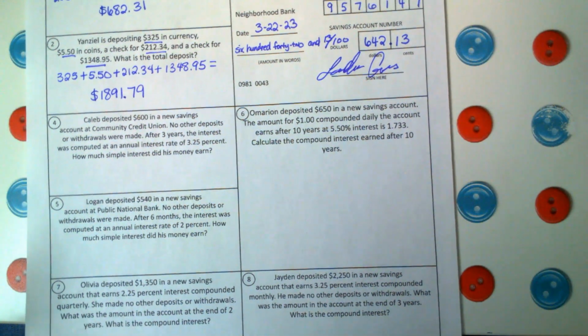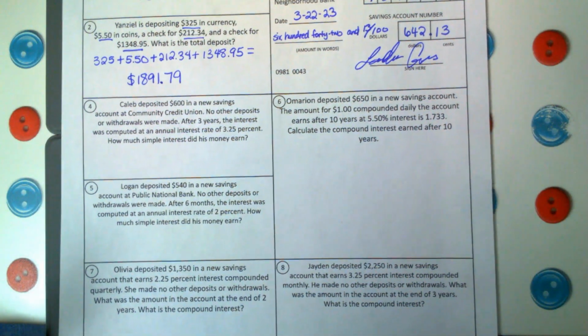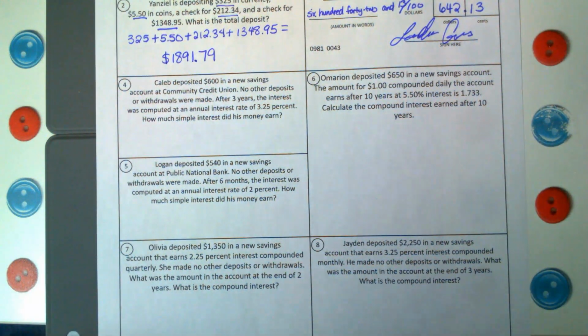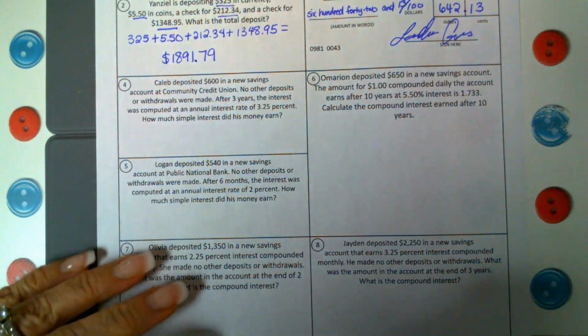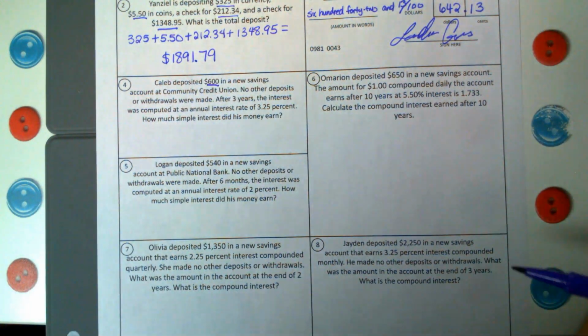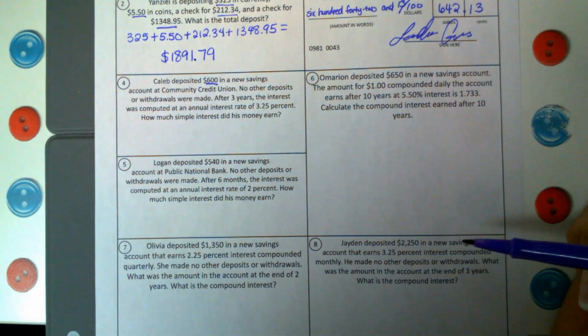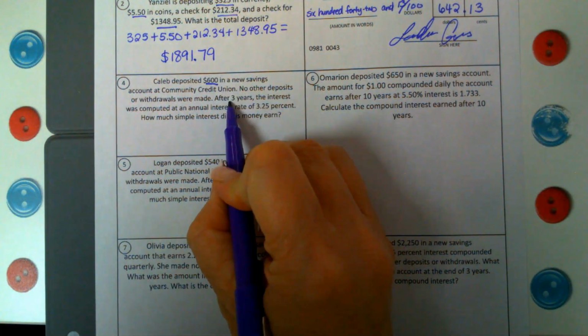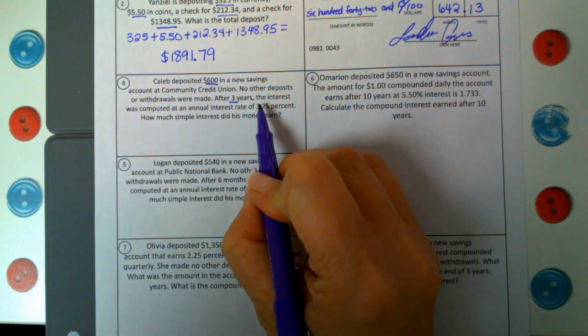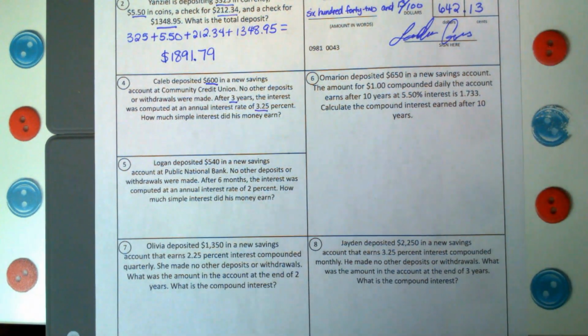Moving on up to number 4. Okay. Caleb deposited $600 in a new savings account at Community Credit Union. No other deposits or withdrawals were made. After 3 years, the interest was computed at an annual interest rate of 3.25%. How much simple interest did his money earn?